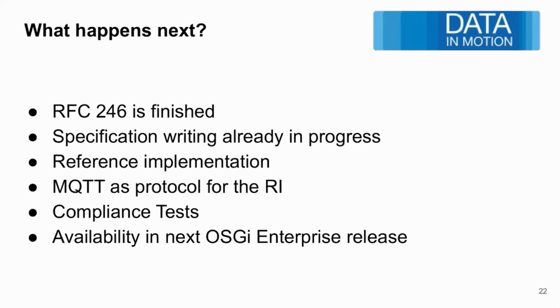So currently the state is that the RFC 246 was informally accepted, and at the moment we have already started writing the specification. The API is not final now. It may change during the implementation. After writing the specification, a reference implementation will follow, as well as the compliance tests. And it looks like we will use MQTT as protocol for our reference implementation.